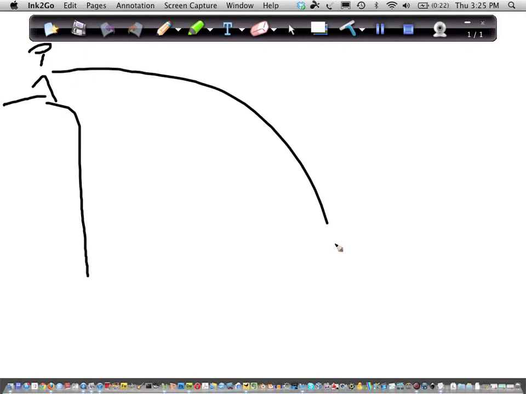Okay, we're going to start talking about projectile motion. So I want you to imagine a cliff, and we're going to have somebody run off the cliff. They're just going to take off running, and they're going to run off the edge of the cliff, and they're going to go in a motion like that.